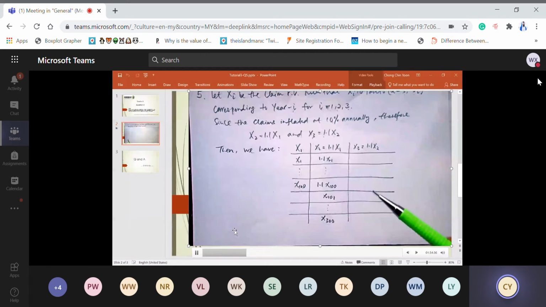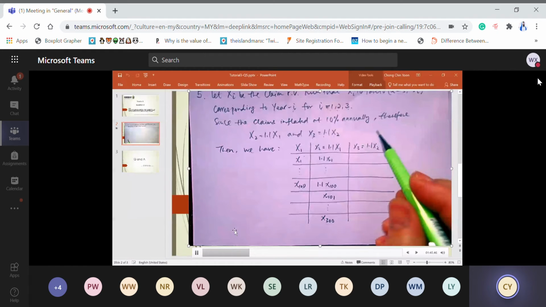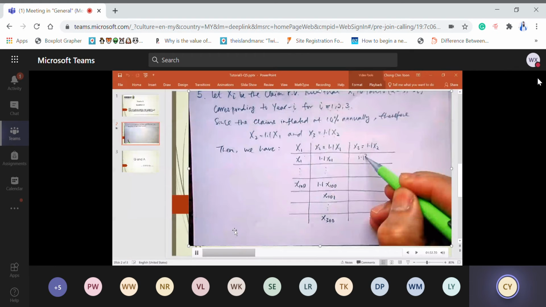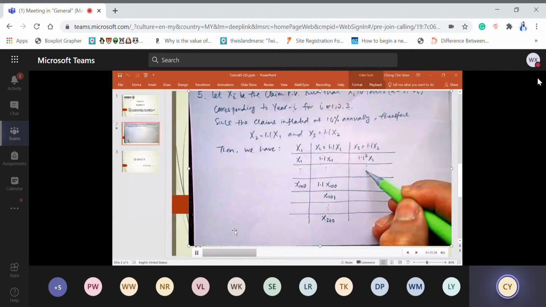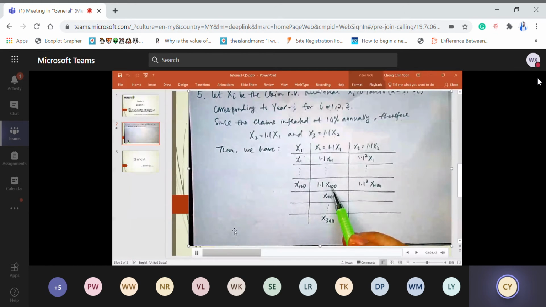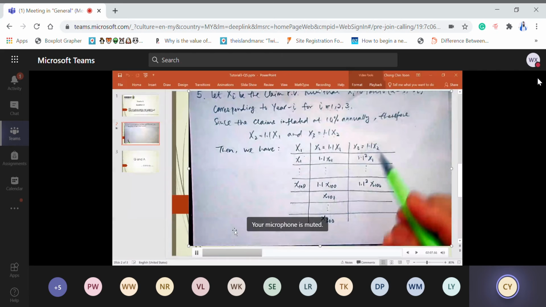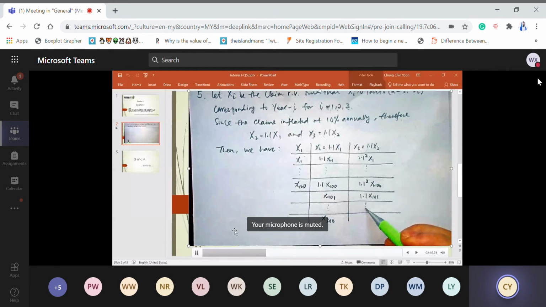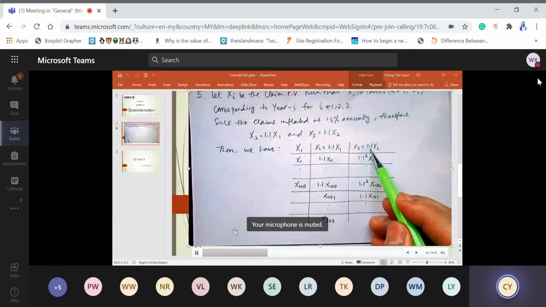In year 3, this will be 1.1 multiplied by the year 2 data, so we will have 1.1 multiplied by 1.1 again, that becomes 1.1 squared times X1. Similarly for this, it becomes 1.1 squared multiplied by X100. And here it will be 1.1 multiplied by this data, that becomes 1.1 times X101, and the last one will be 1.1 times X300.